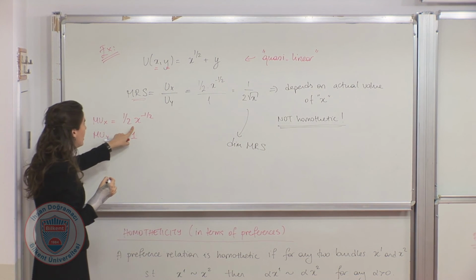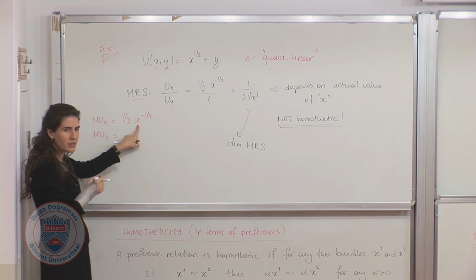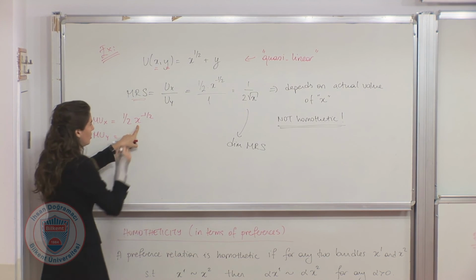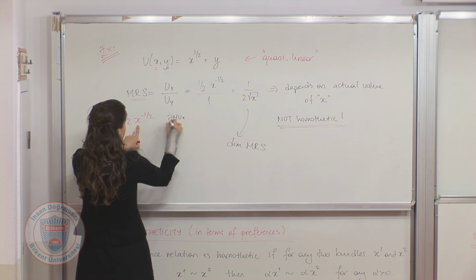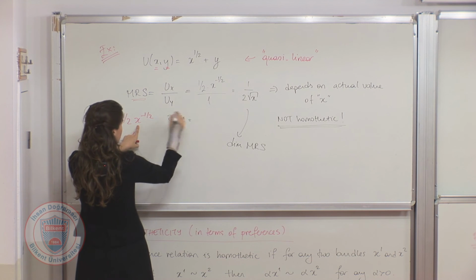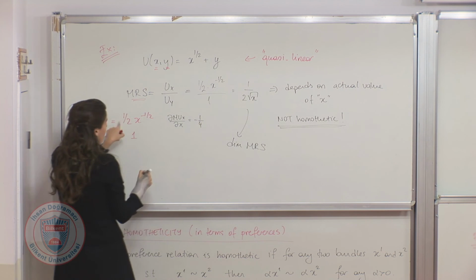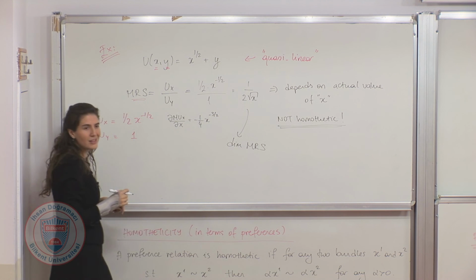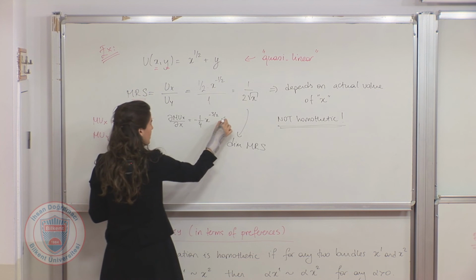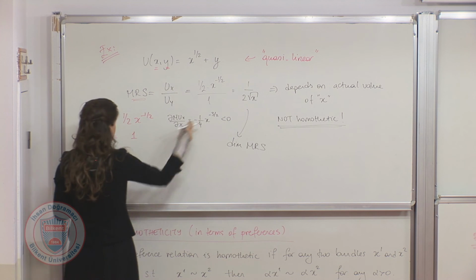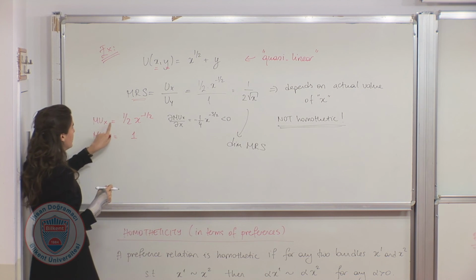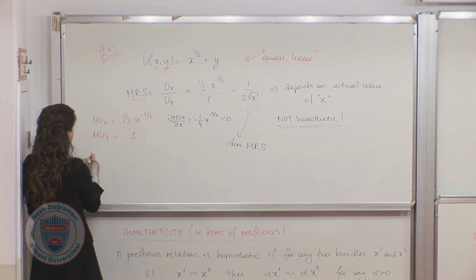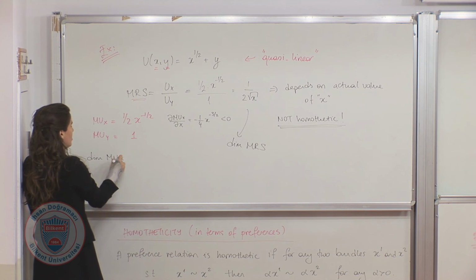So is MUX diminishing? As x increases, does this diminish? You can take the derivative with respect to x, so it's minus 1 over 4 x to the power minus 3 over 2. Is it diminishing? Yes, because this is negative, given that x is positive. So this is diminishing. Apparently there is diminishing marginal utility of x.